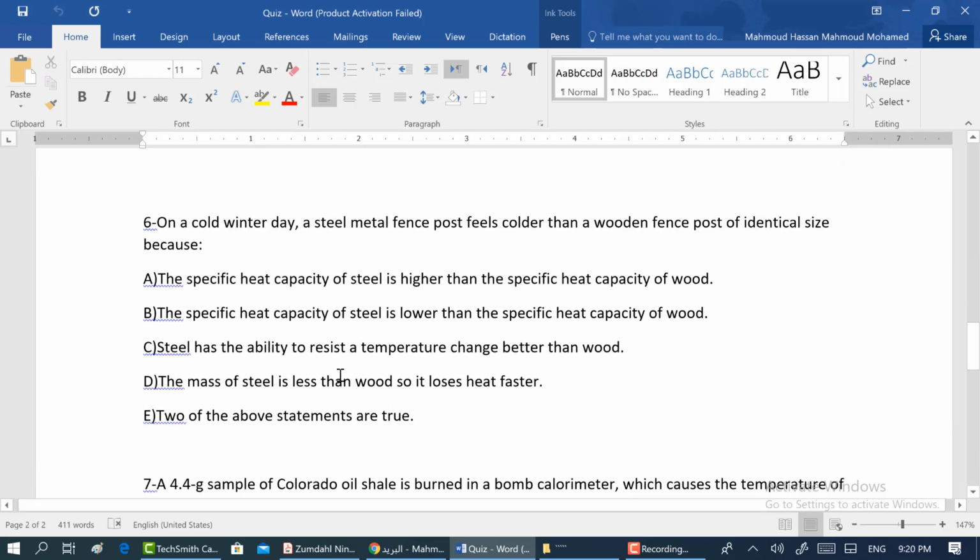In cold winter day, the steel metal fence posts feel colder than the wooden fence posts. The steel will be colder. Posts are identical in size because the specific heat capacity of the steel is higher than the specific heat capacity of the wood. The specific heat capacity of the steel is lower than the specific heat capacity of the wood.